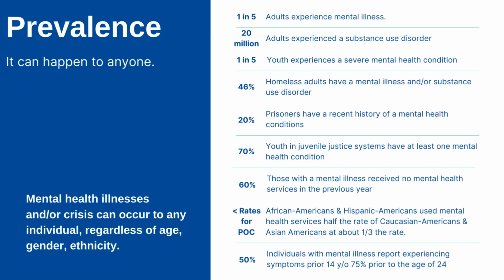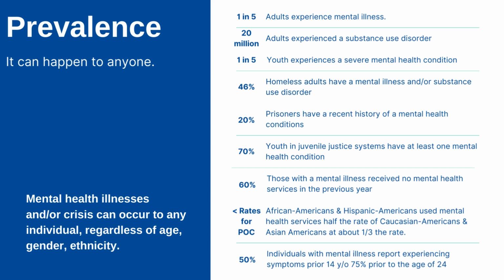A mental health illness or crisis can occur to any individual, regardless of age, gender, or ethnicity. In fact, according to NAMI, 1 in 5 adults experience mental illnesses within a given year. Up to 20.2 million adults experienced a substance use disorder, with 10.2 million having co-occurring conditions. 1 in 5 youth aged 13 to 18 have experienced a severe mental health condition at some point during their life, and for those aged 8 to 15, that estimate is approximately 13%.